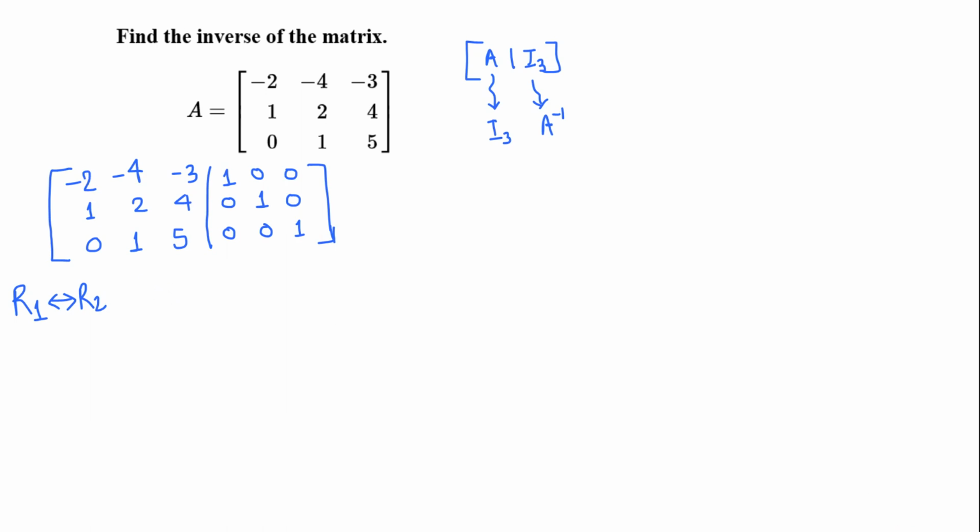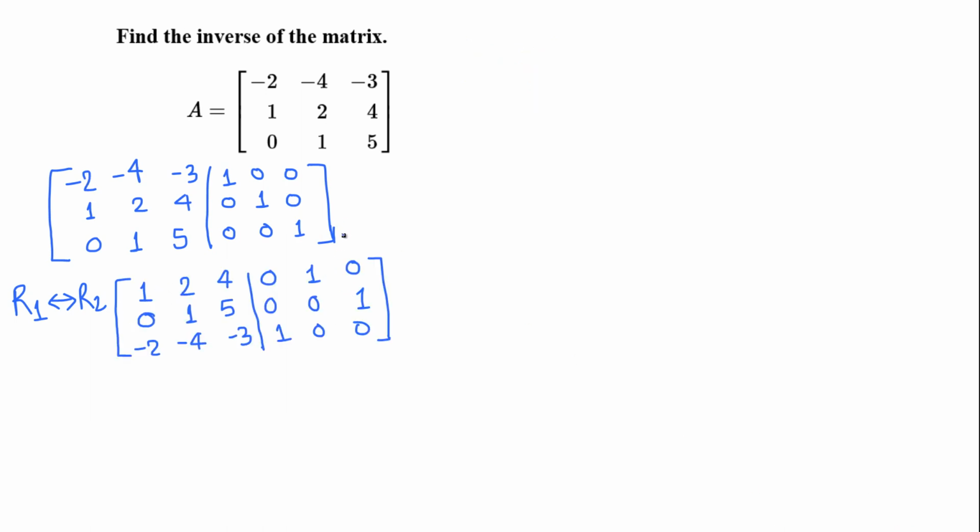Okay, so I swapped row 1 and row 2. At the same time I swapped row 2 and row 3. So row 3 is now row 2 and row 1 is row 3. So after this we are swapping R2 and R3. Okay, so we are good with 1 0 1.